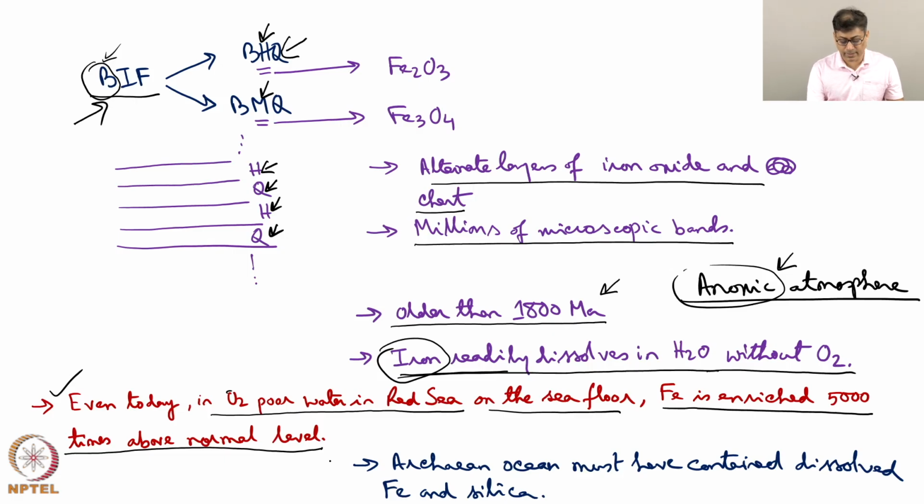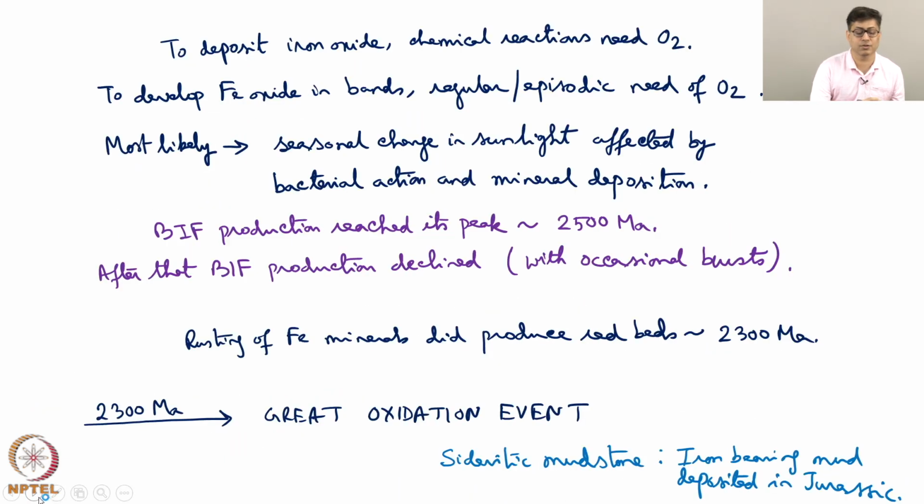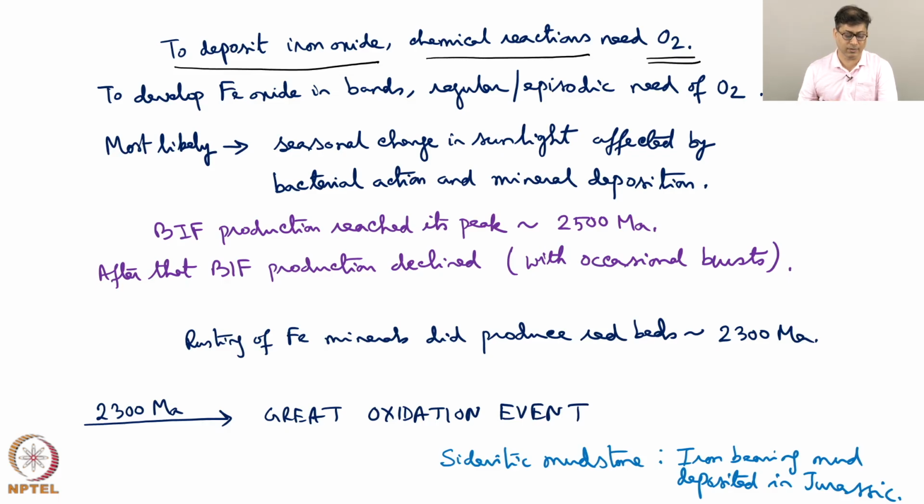From here we understand a very important statement that the Archean ocean must have contained dissolved iron and silica in an anoxic environment. This is all about the dissolution of iron. What about the deposition of iron oxide? To deposit iron oxide, we need chemical reactions, which I am not writing here, that require oxygen. An oxygenated environment is required.